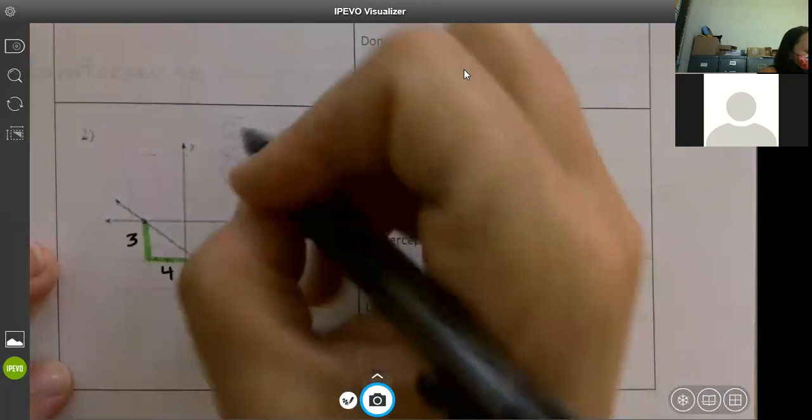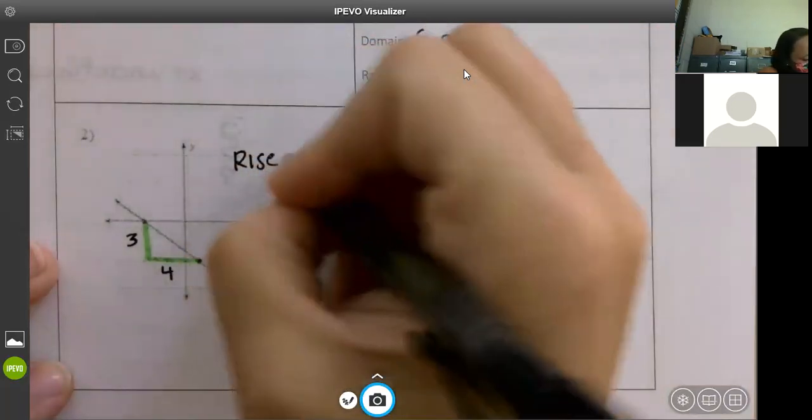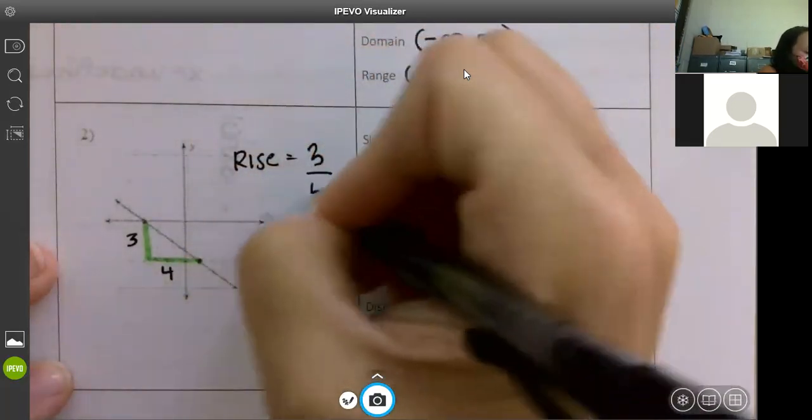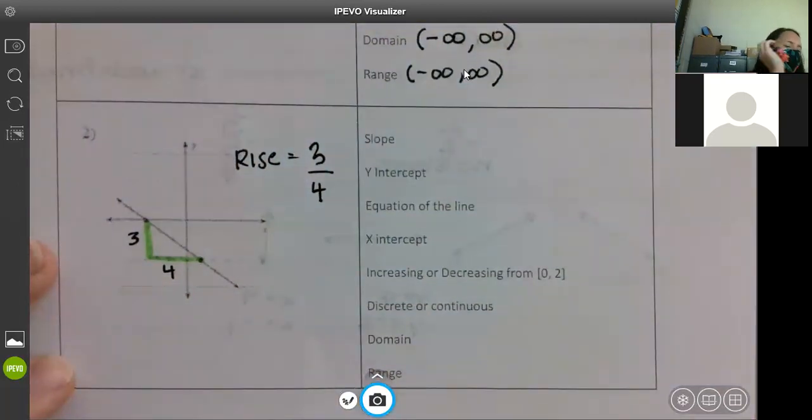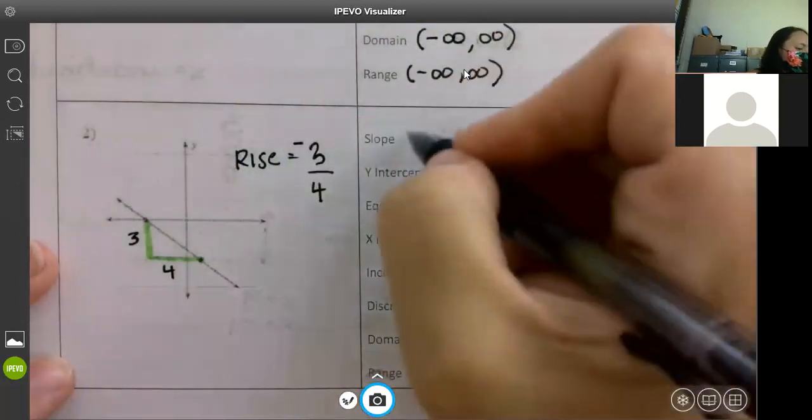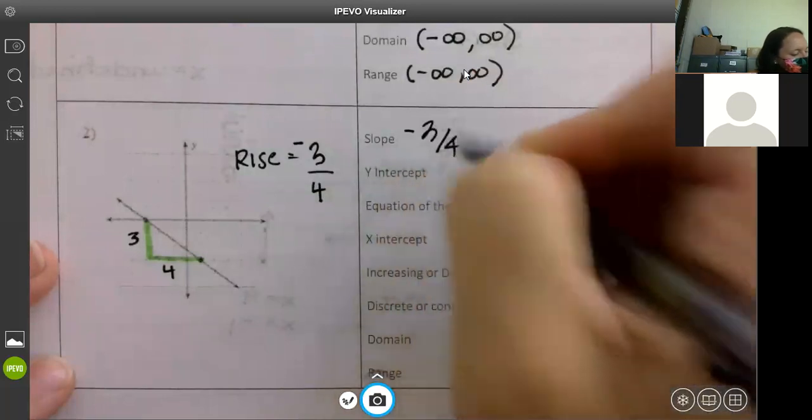So what's your rise? And your run is 4. Is this one positive or negative? So your slope is negative 3/4.